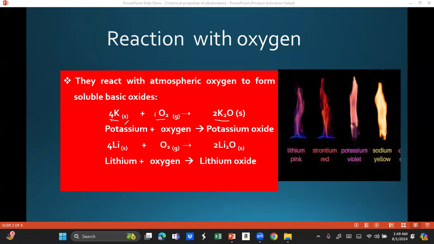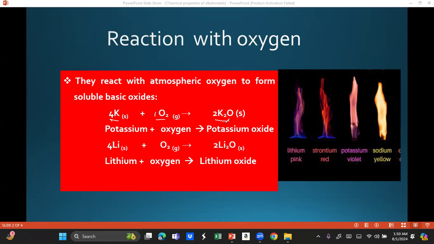All the metals with oxygen have the same ratio 4:1:2. 4 moles of metal and 1 mole of oxygen will produce 2 moles of metal oxide. Metal oxide is an ionic compound. Whenever a metal and a non-metal react with each other, they make an ionic compound. Detail will be shared in chemical bonding.